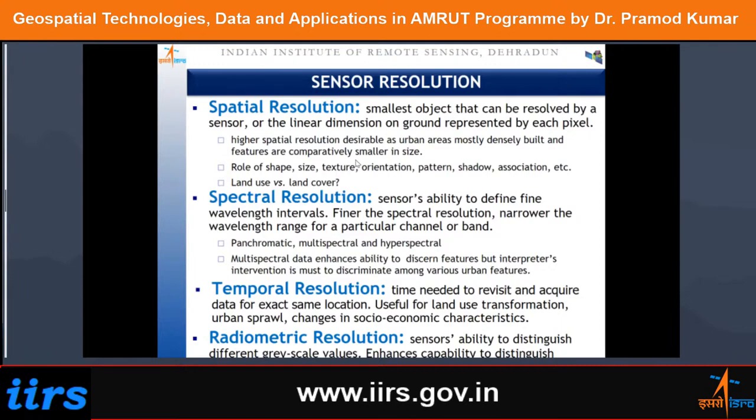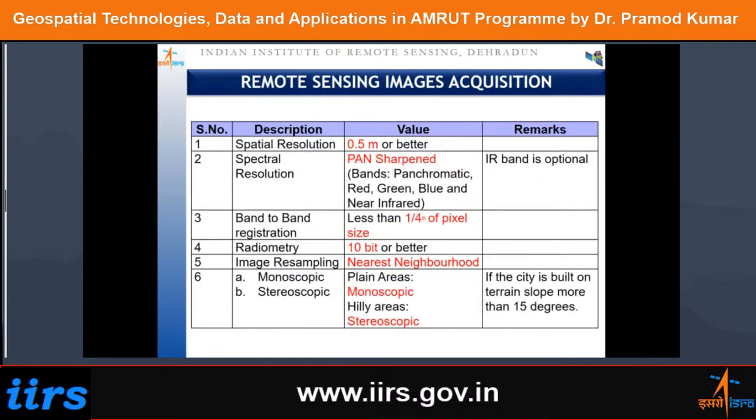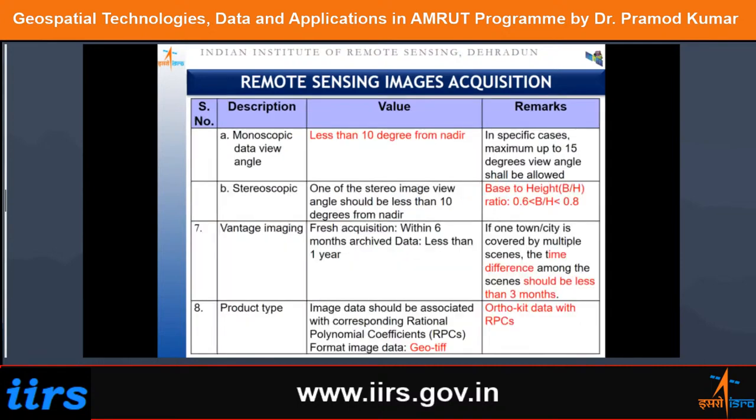In general, the spatial resolution is broadly put into three categories: high, medium, and low. Then a variety of satellites are currently in orbit, but in the AMRUT sub scheme, the thrust is on the high spatial resolution, and particularly on the very high spatial resolution, as you're seeing the resolution which is prescribed within the AMRUT sub scheme, that is 0.5 meter or better, which falls under the very high spatial resolution.